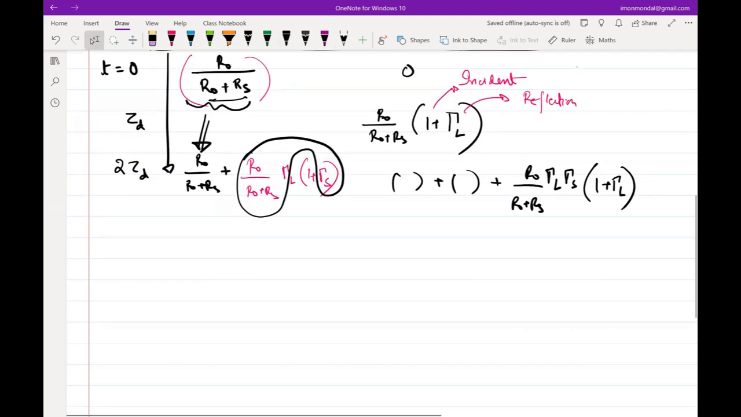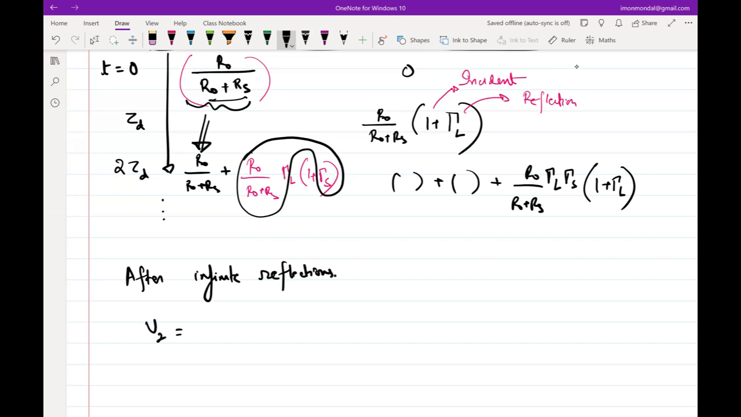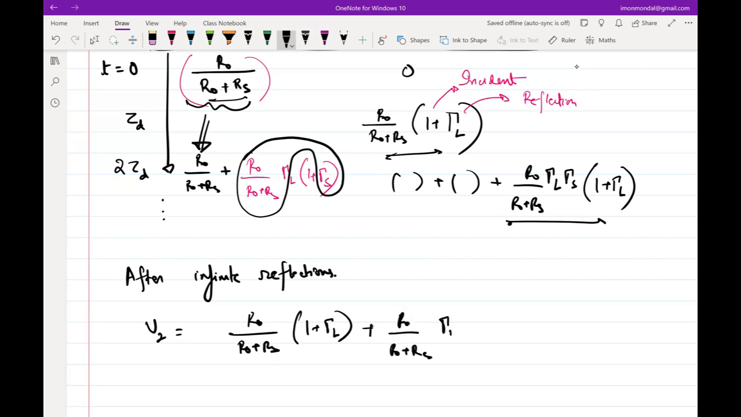So after these infinite reflections, I'm going to get a settled value. So after infinite reflections, what will be V2? V2 will be basically summation of everything, summation of all reflections. I mean, whatever came and whatever reflected back, and I add them up. So what should that be? That should essentially be this R naught by R naught plus Rs, this guy, 1 plus gamma L, plus this is the second reflection. So R naught by R naught plus Rs gamma L gamma S times 1 plus gamma L.